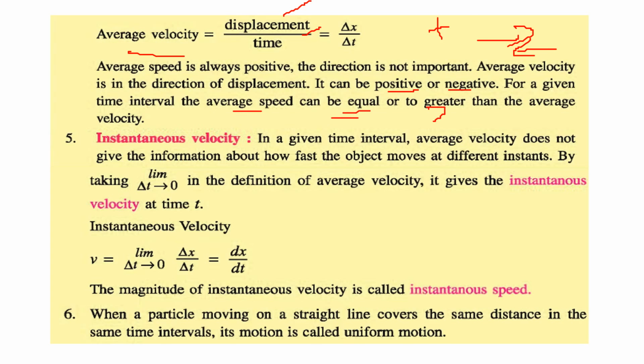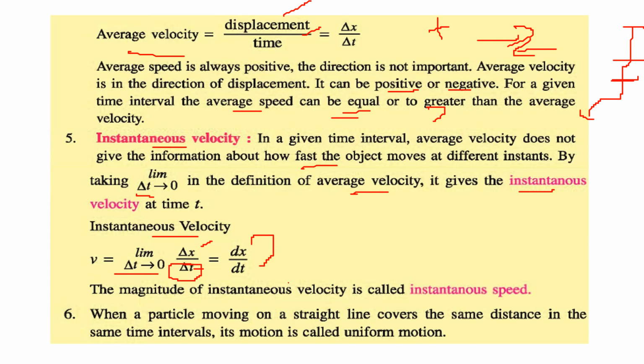And for a given time interval, the average speed can be equal to or greater than the average velocity. Now, instantaneous velocity. If something is moving like this, we want to find out the velocity at this instant. For a given time interval, the average velocity does not give the information about how fast the object moves at different instants. So by taking the limit delta t tends to 0, very small time, the definition of average velocity becomes instantaneous velocity. So instantaneous velocity is delta x by delta t when delta t tends to 0, and this becomes dx by dt.